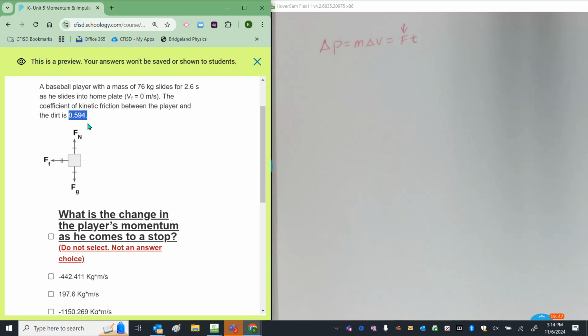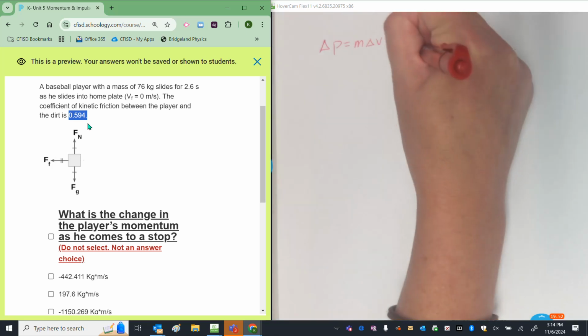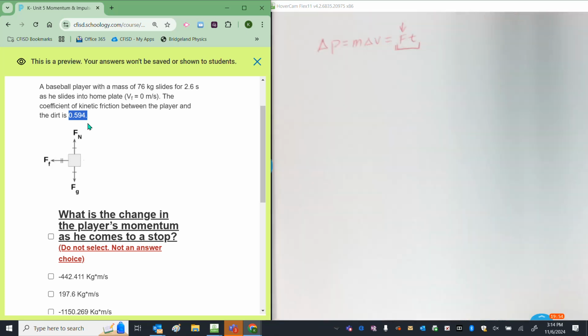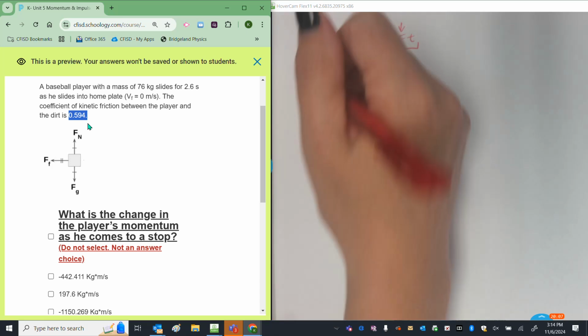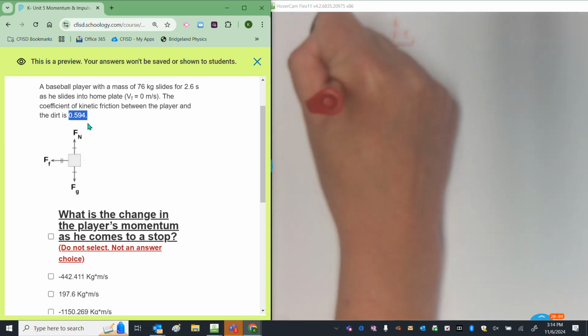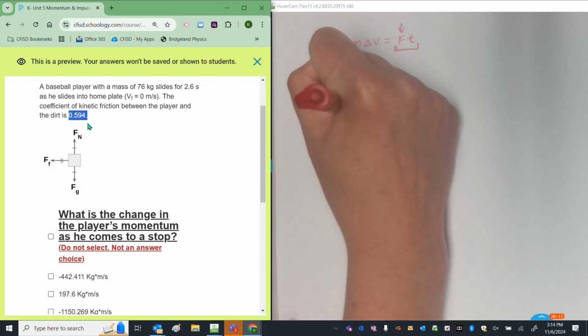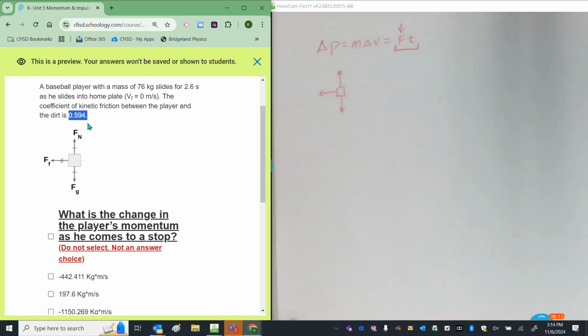And they gave me a time. So this is actually what we're going to end up using, and I can see that right away, but if you can't see that right away, that's okay. If you can't see that right away, then what you need to be doing is looking at the numbers you have and asking yourself, what can I do with this information? And if they give you information about a coefficient of friction, use it.